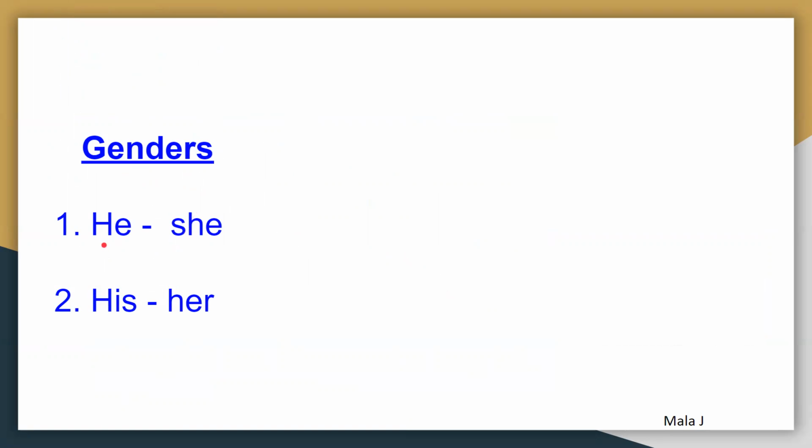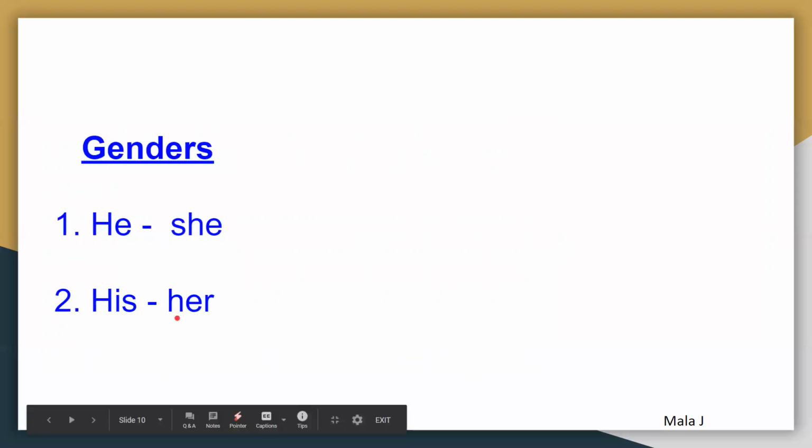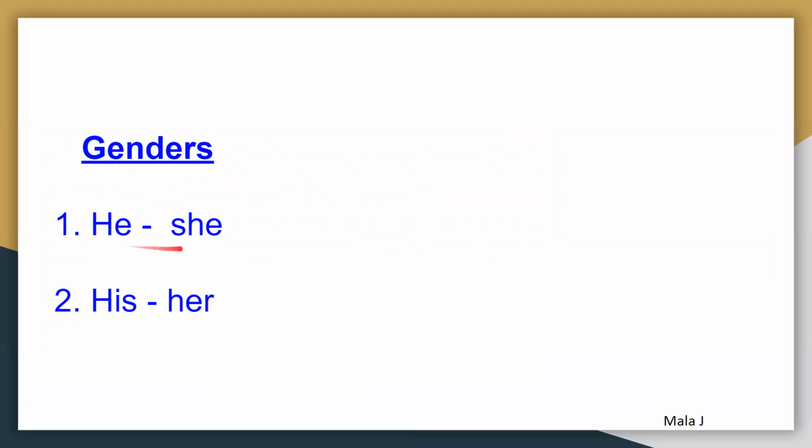Let us see the genders here. So the other gender of he is she. His is her. H-E, he. H-E, she. H-I-S, his. H-E-R, her.